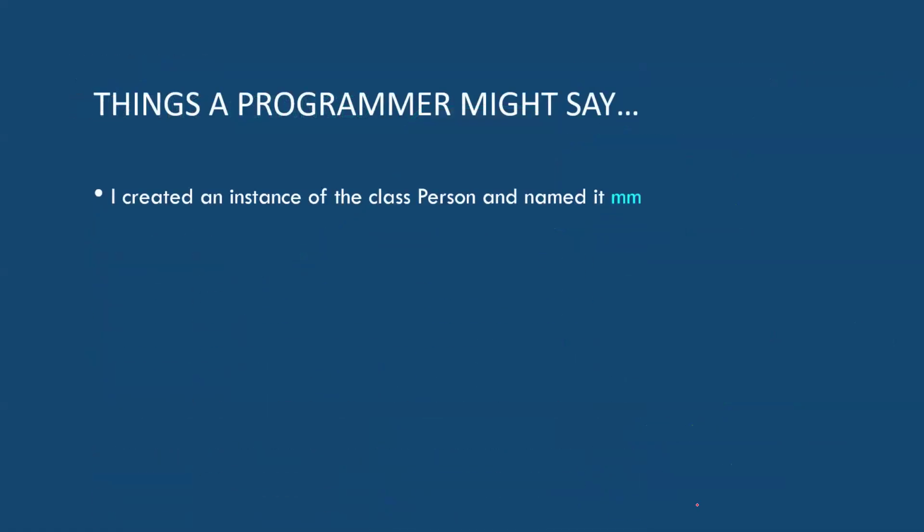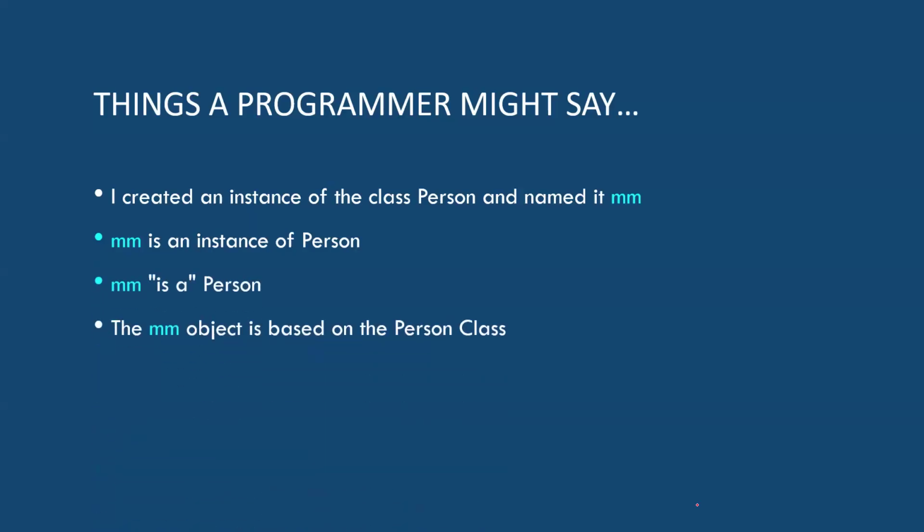So, of course, people use lots of ways to describe this. They'll say, I create an instance of a class, or MM is an instance of. Some interview questions, that's a very common thing. They'll say, well, what is a ISA? ISA is a person, right? It's easier than it sounds. It's just an instance of a person, okay?